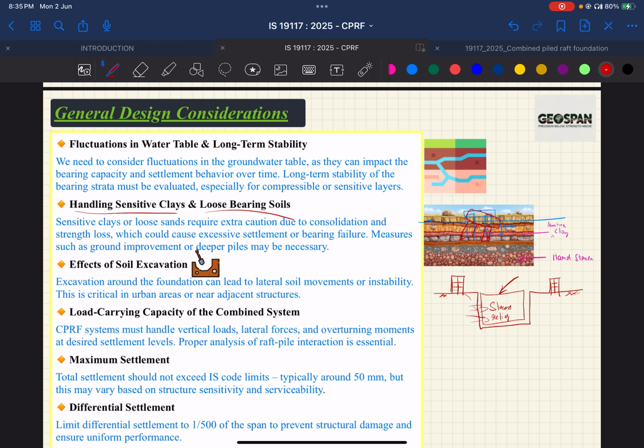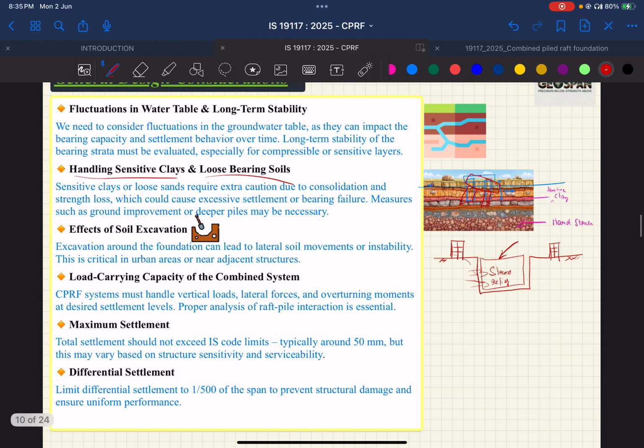The next consideration we have to consider is load carrying capacity of the combined system. CPRF system must handle vertical loads, lateral forces, and overturning moments at desirable settlement levels. Proper analysis of raft pile interaction is essential.